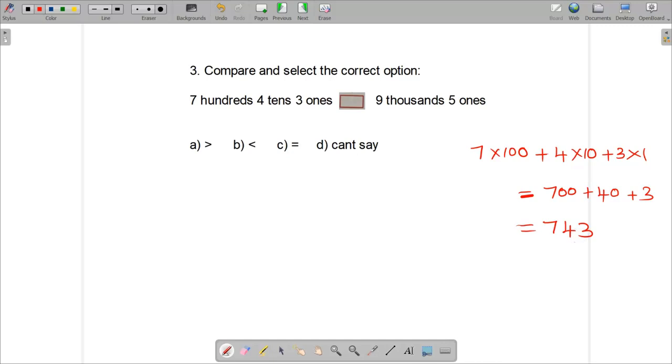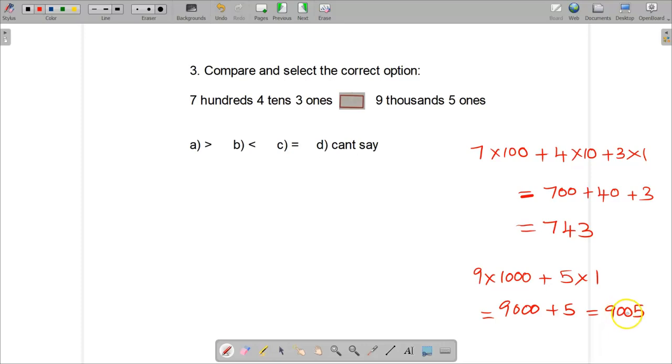743, right? So this is there in the left hand side. What about in the right hand side? Right hand side number it is 9005. So 9000, so 9 into 1000 plus 5 into 1. Okay, so there is no 100 place, there is no tens place. It is just 9000 plus 5. What is 9000 plus 5? It is 9005. Okay, because here hundreds position and tens position no number is there.